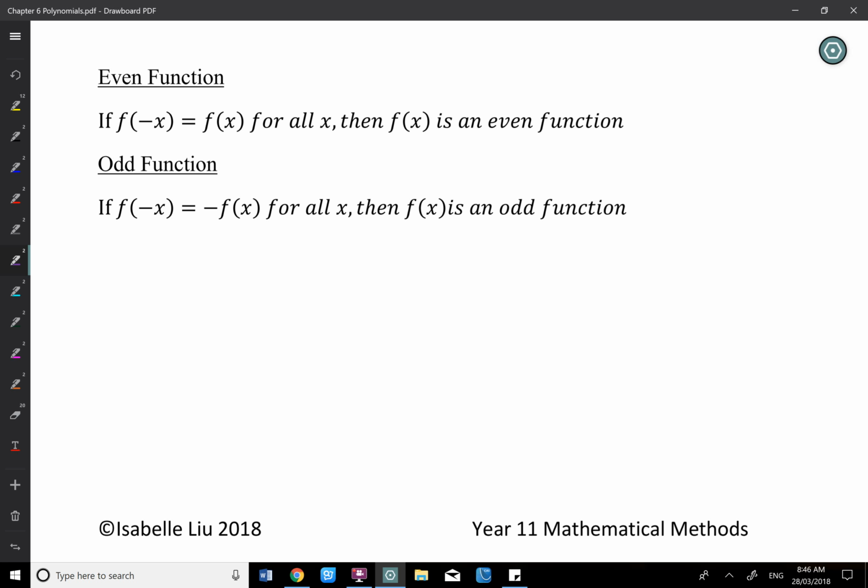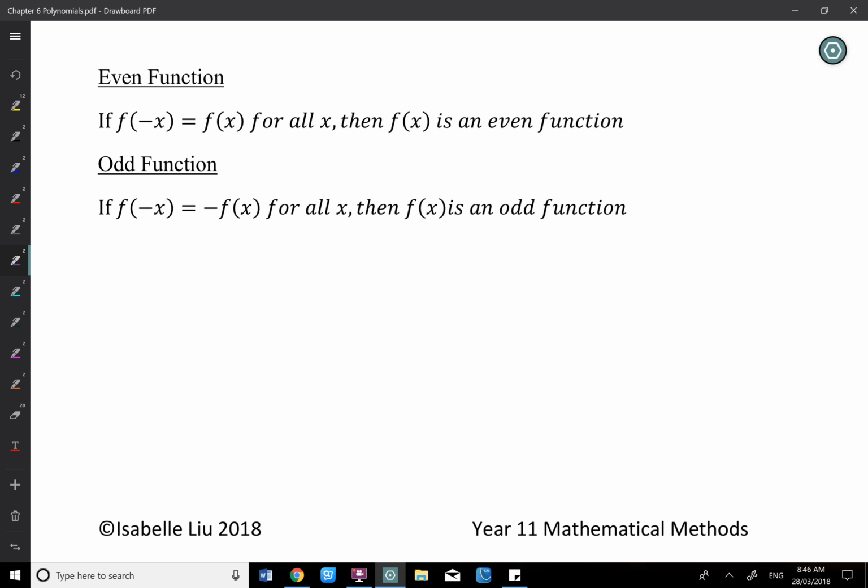Okay, going to talk about the definition. I was thinking this definition was not that important before, but actually last year's VC exam had one multiple choice question about even functions and odd functions, and most students couldn't get it. What is an even function?